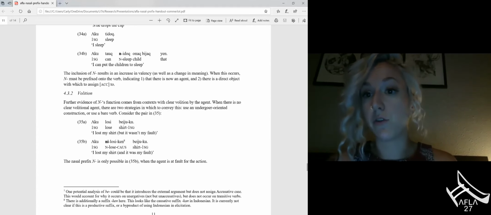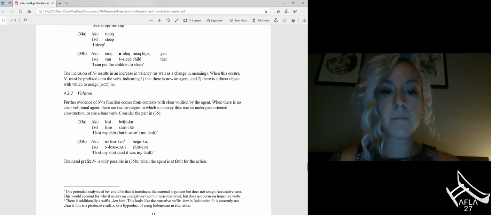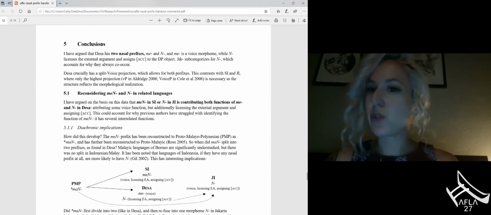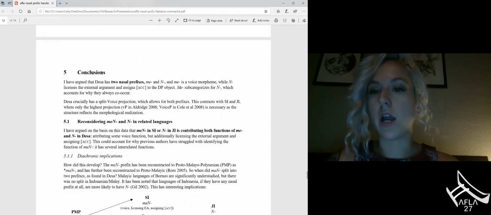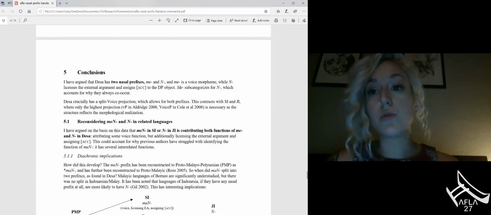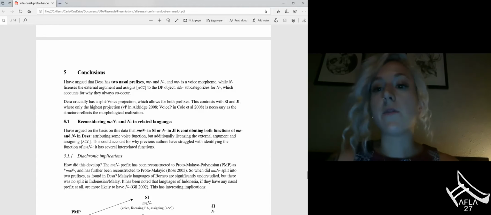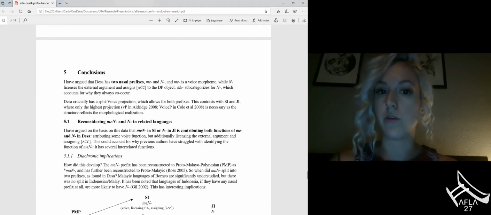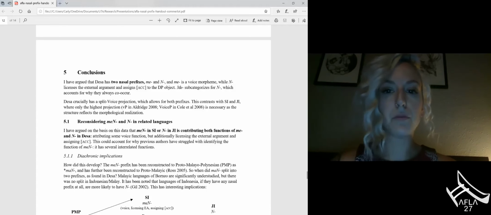And again, this seems to follow with my analysis. So this has a lot of interesting implications for analyzing the nasal prefix, not only in Desa, but in other languages as well. So I've argued that Desa actually has evidence for two separate nasal prefixes, and that these have two different functions. One key component of my analysis is that in Standard and Jakartan Indonesian, these same functions exist on the nasal prefix, but they're bundled into one instead of being separated into two.